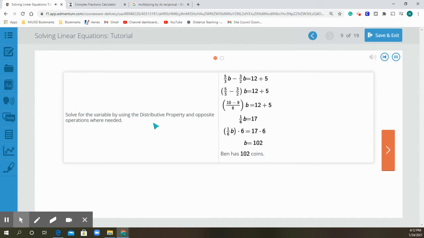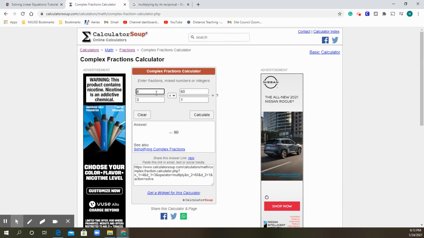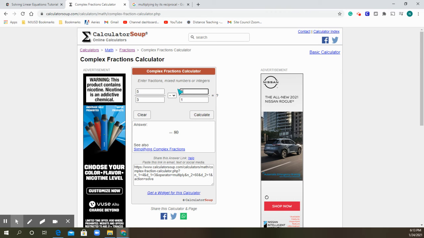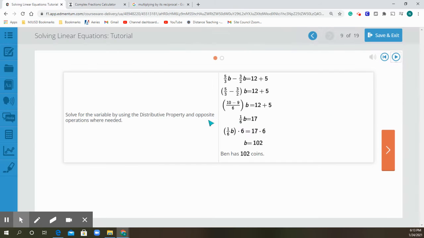Solve for the variable by using the distributive property and opposite operations where needed. 5/3 B minus 3/2 B equals 12 plus 5. The difference of 5/3 minus 3/2 times B equals 12 plus 5. Now, remember, we don't have to know how to do the 5/3 minus 3/2. We can go to this, do 5/3 minus 3/2 and calculate. Equals 1/6. So, see? Equals 1/6.